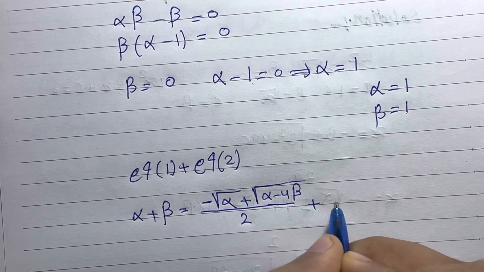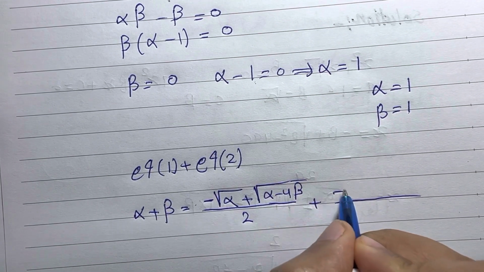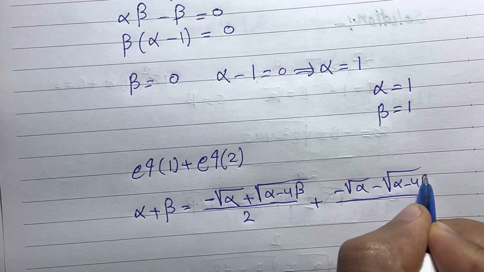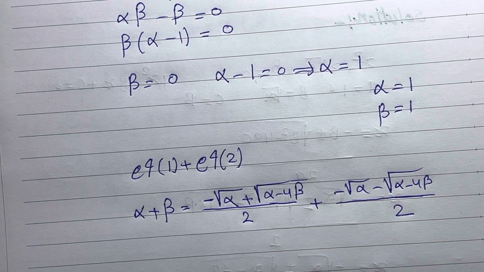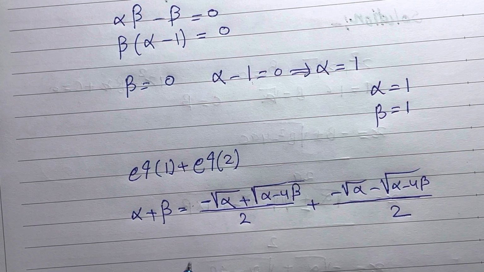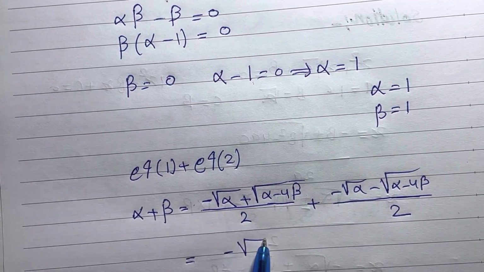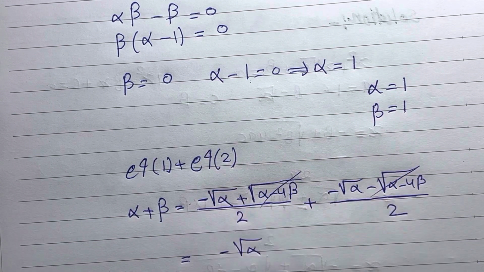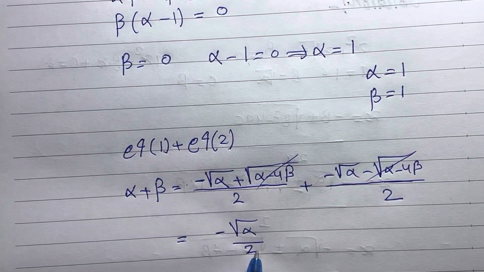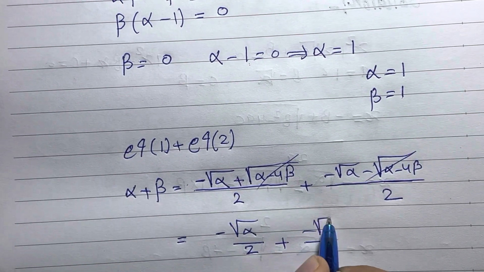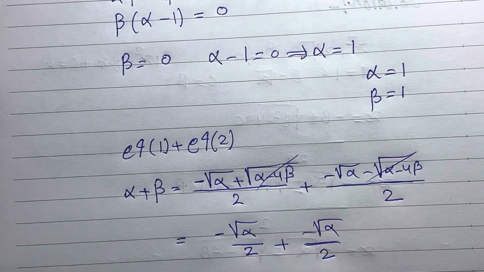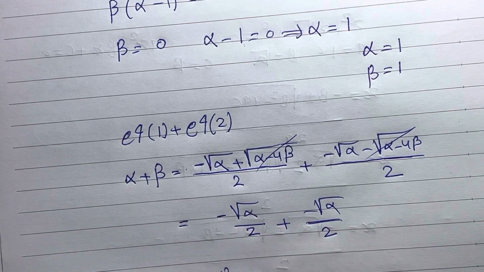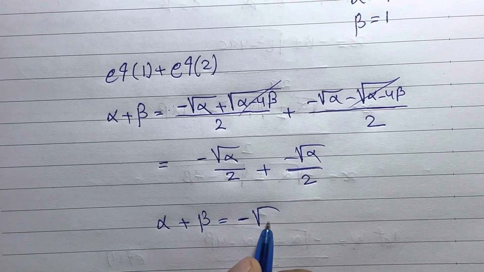This one will be the same, but we are only going to change the signs, minus here, alpha minus 4 beta divided by 2, and this one will be minus alpha, because this one cancels with this one. Because the denominator is the same, we are only adding the numerators. Divided by 2 plus minus square root alpha divided by 2. So alpha plus beta equals the numerator, it will be minus square root of alpha.